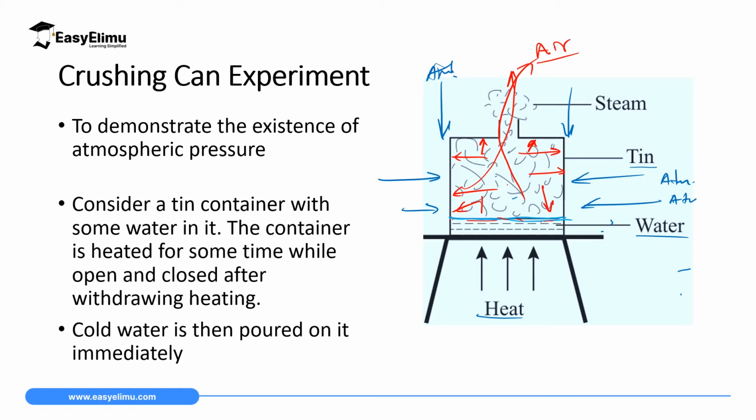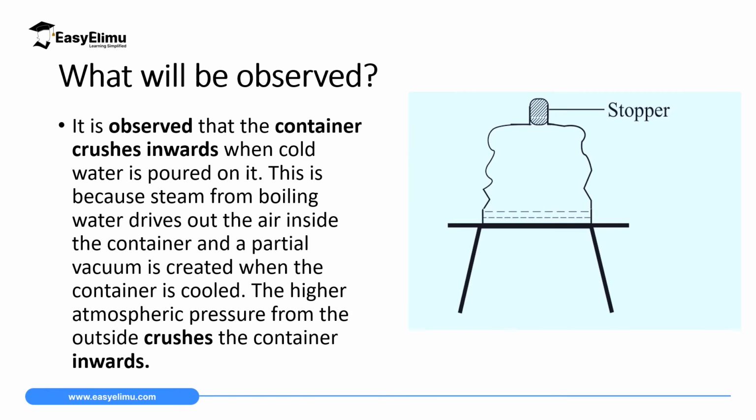Now, after the water has boiled for some time, you stop heating, you close the hole up here using a cork or a stopper, and then immediately you pour some cold water on the outer part of the bottle. Now, what will happen? What will be observed is that immediately you pour some cold water, the bottle will crash inside. That is the observation that you will make.